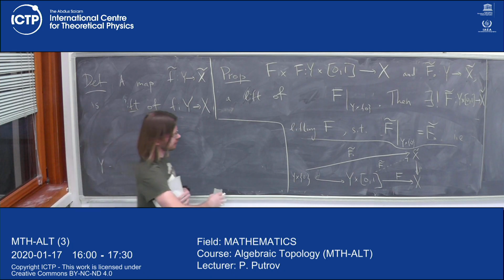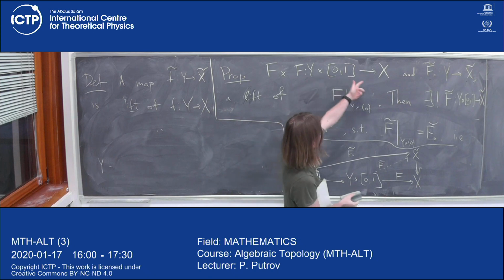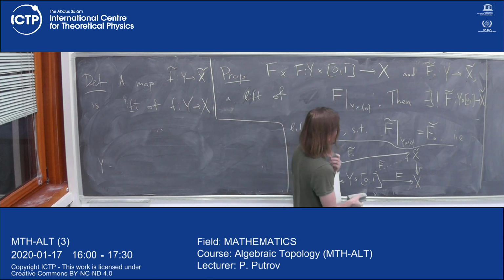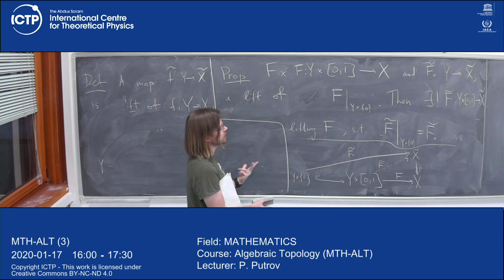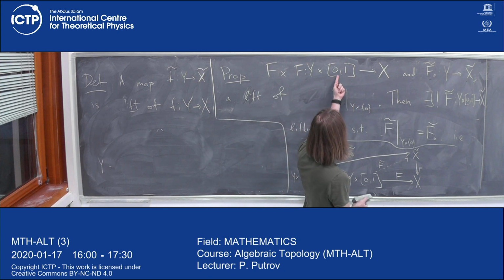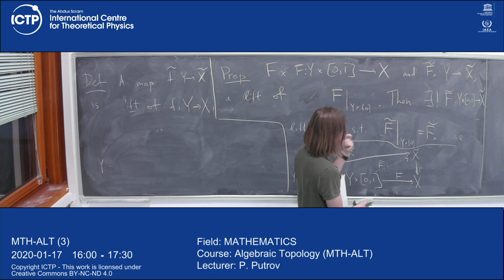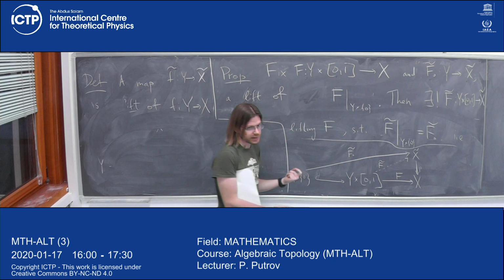So, as usual, I can understand this as a sort of homotopy of functions from Y to X, and the statement is that if we fix the lift of the function at zero, then this completely fixes the homotopy.